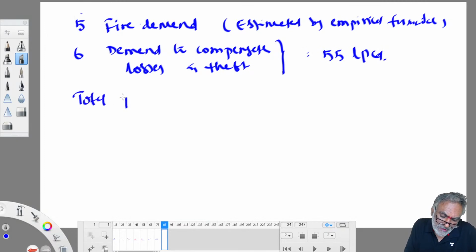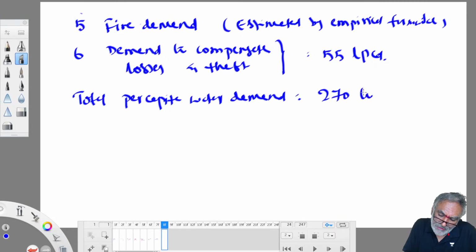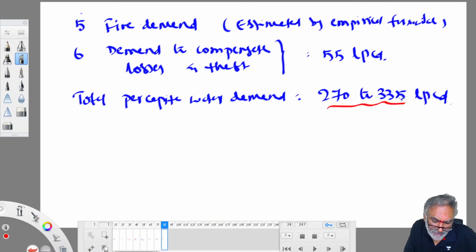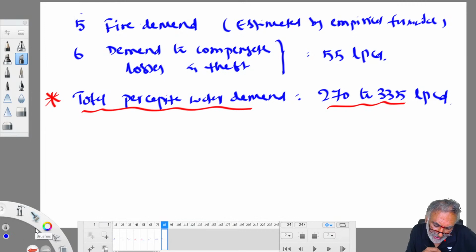Therefore, the total per capita water demand of the entire community normally ranges anywhere between 270 to 335 LPCD. This much water provided is more than sufficient. Total per capita water demand for the entire community, the entire population living in a community, per person 270 to 335, accounts for all demands: fire demand, demand to compensate loss and theft, industrial demand, including domestic demand. Okay? This is the thing. Design period is not that important.